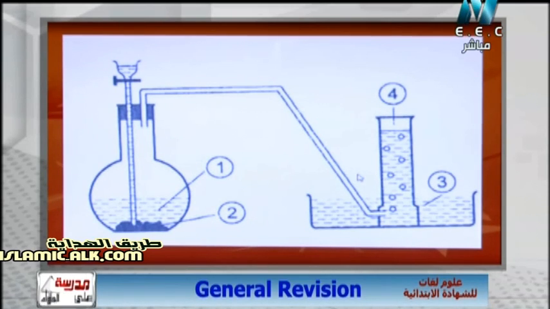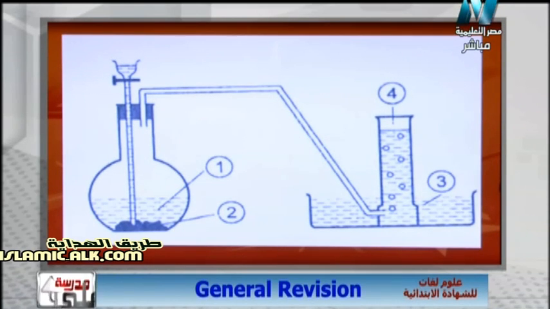Again downward displacement water. So here I have 4 labels and I have another question. What is this gas? What is the produced gas? The produced gas will be oxygen gas.